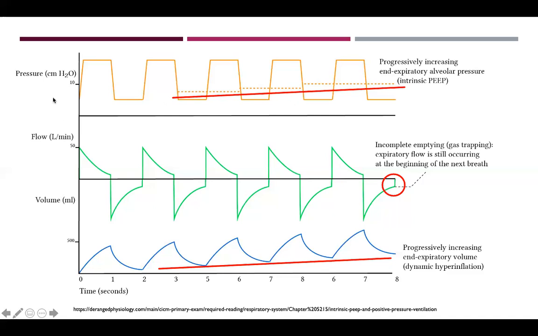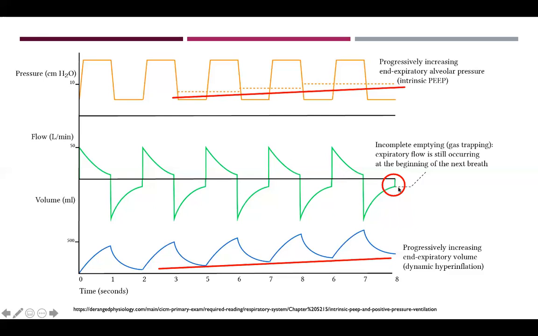Yeah, exactly. So this is a graphical example of what you would see on a vent in someone who's experiencing that auto PEEP. Exactly as Dr. Jafari said, you get this uptick slowly with each breath as the breaths accumulate on your pressure curve. And you can also see changes in the flow and volume curves as well.